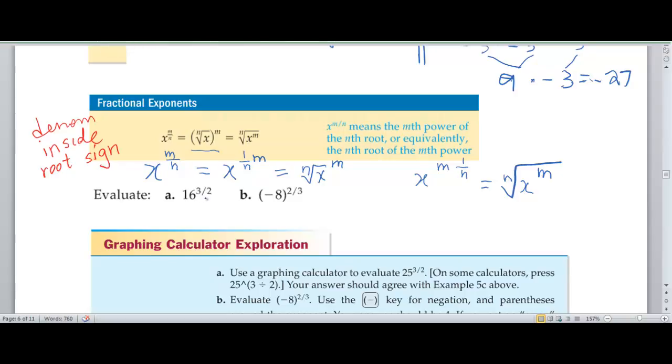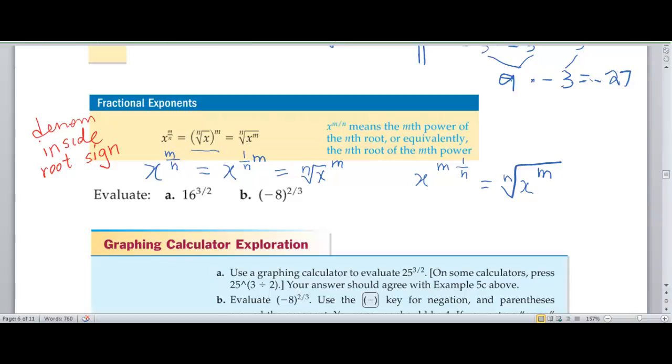Let's look at this one, 16 to the 3/2. Now you don't have to do this derivation. I just wanted to show you where that rule comes from. Let me complete this here.